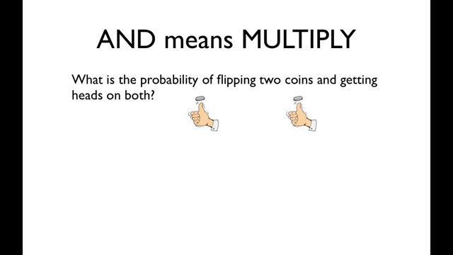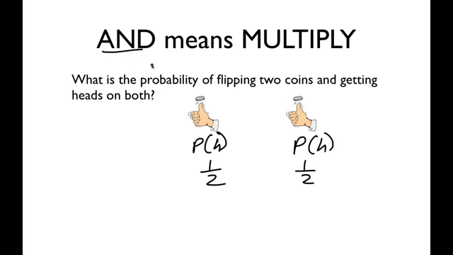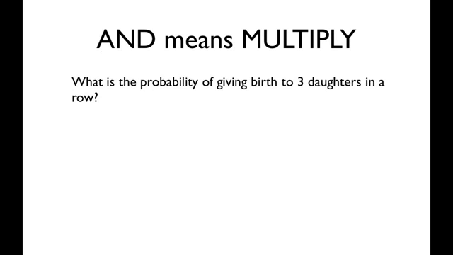So we're going to do a couple of examples, like flipping coins. What's the probability of flipping 2 coins and getting heads on both? Okay, so the probability of getting heads is 1/2. The probability of getting heads is 1/2. So for each coin, the probability is the same. But this and means multiply, because I'm saying I want this outcome and this outcome. So 1/2 times 1/2 gives you the probability of 1/4.